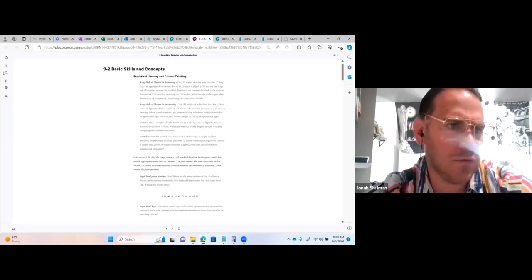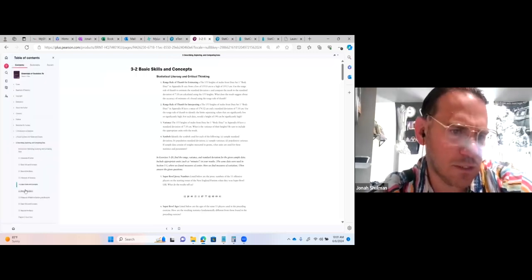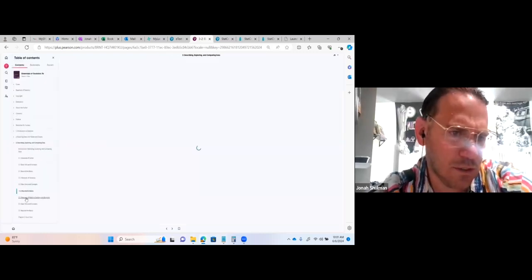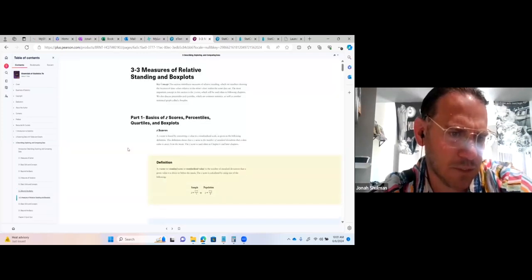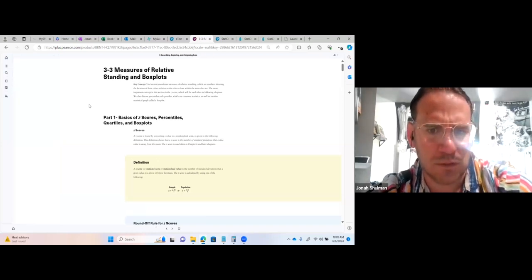All right, so we're going to go to 3.3. These are all the standard deviations I did last night. And here we go, 3.3: Measures of relative standing and box plots. A lot longer, but title in line. All right, let me close this.